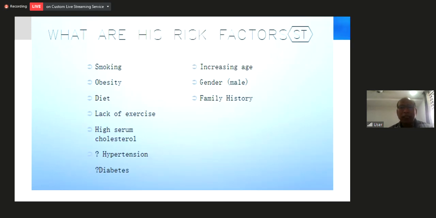What are the risk factors? This patient has smoking, obesity, diet, lack of exercise. Again, I repeat: cholesterol, hypertension, diabetes, age, gender, male, and family history. So next.